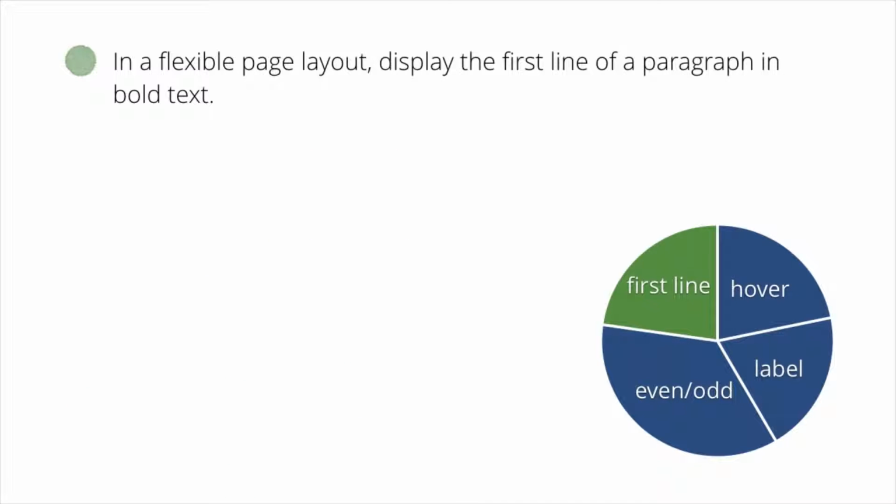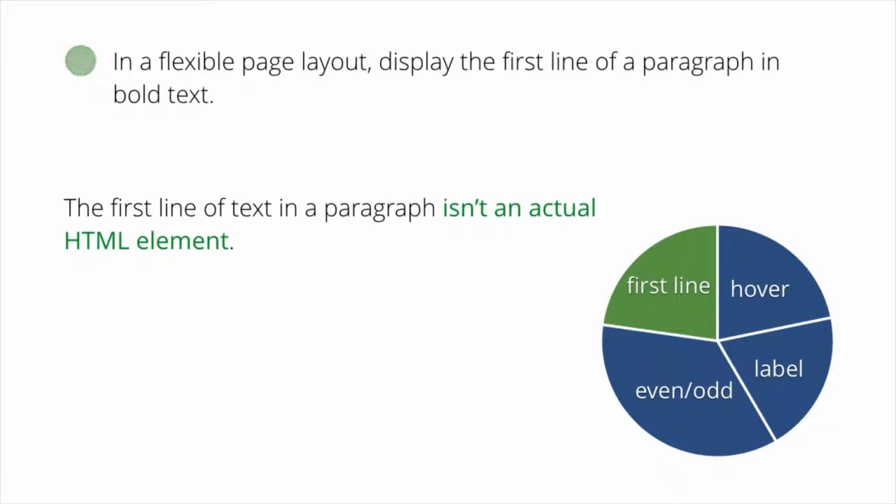So that leaves us with the correct answer. In a flexible page layout, display the first line of a paragraph in bold text. The first line of text in a paragraph isn't an HTML element. It's the browser that decides how the text wraps. So there's no start and end tag that corresponds to the first line of a paragraph of text. And that's why we need the first line pseudo element to style it. This is a pseudo element.